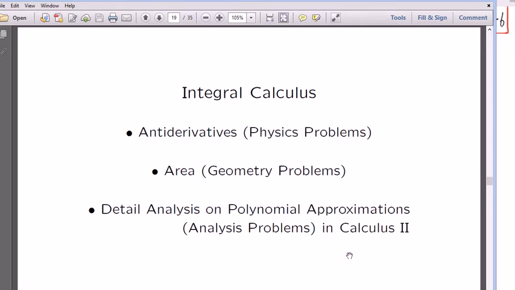And at the end of calculus 2, you're using this integral calculus technique. You learn why those quadratic approximation and linear approximation, even higher degree polynomial approximation, are good ones. And detailed analysis is introduced in that calc 2. All right. So right now we're about to enter area, the geometry problem.